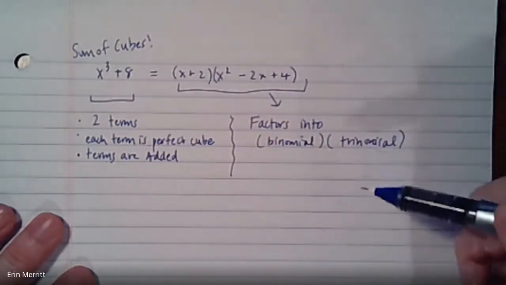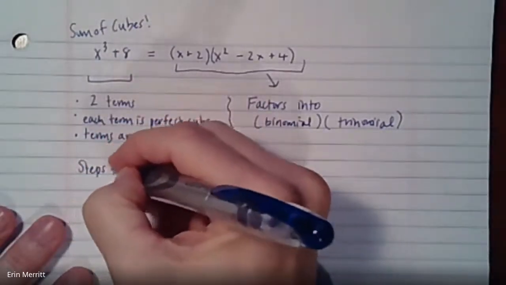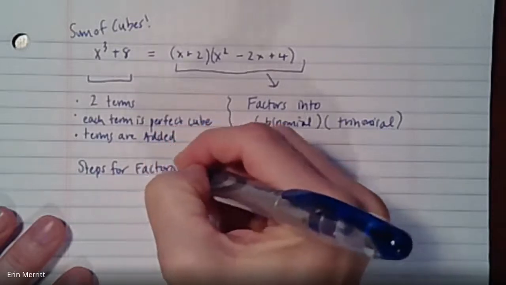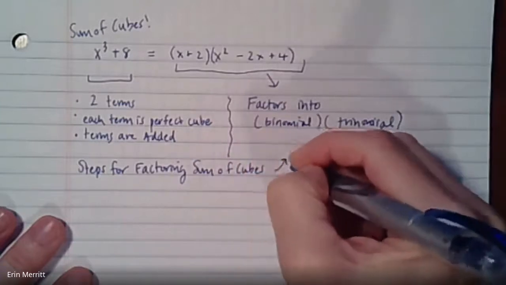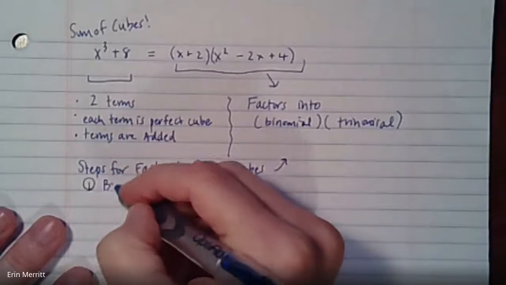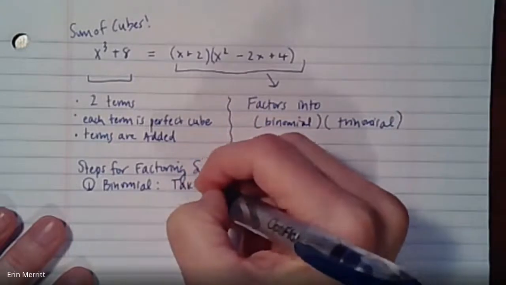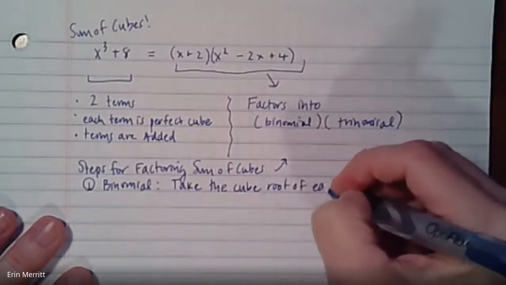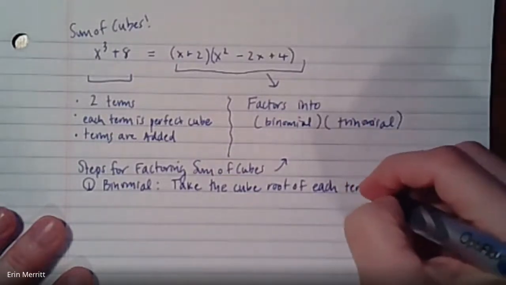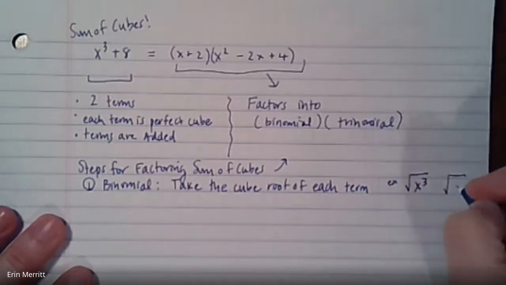So let's actually organize what's happening in each piece of it. All right. So the steps for factoring the sum of cubes. So that's to get this side of it. All right. For the binomial, what we're going to do is take the cube root of each term. All right. And so in this case, that would be the cube root of the x cubed and the cube root of 8. And so make sure to put the little cubes up there.